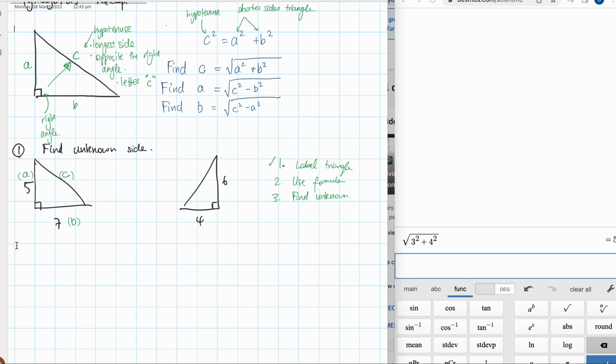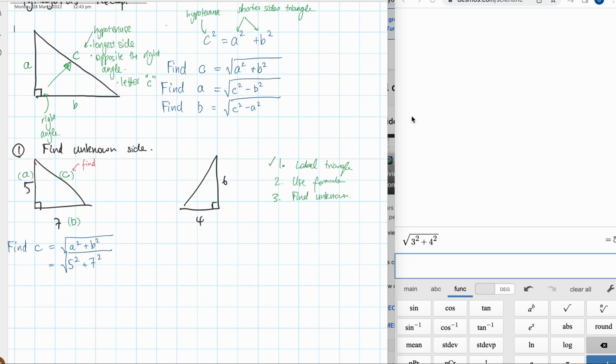Our next step is to use the formula. Now in this case here, what do we want to find? We want to find C. Now if this is the case, to find C, we're going to use that rule up here. To find C, we use this rule, okay? So C is equal to the big square root, and then just go A squared plus B squared. Now we know that A is 5, and we know that B is 7. You plug it in like that.